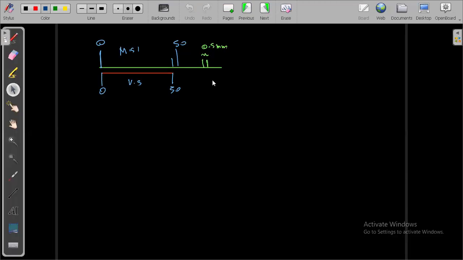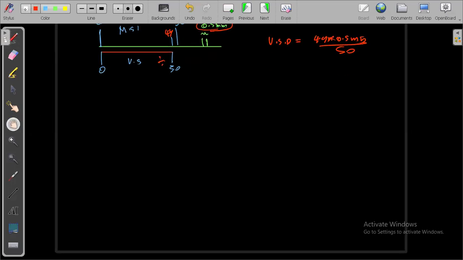Now have a really good look at the vernier scale, which consists of certain parts. What is the vernier scale? The vernier scale is 49 parts of the main scale. Normally the main scale division is 0.5 millimeter, divided into 50 equal parts. So what is the VSD, the vernier scale division? It is 49 times 0.5 millimeter over 50.